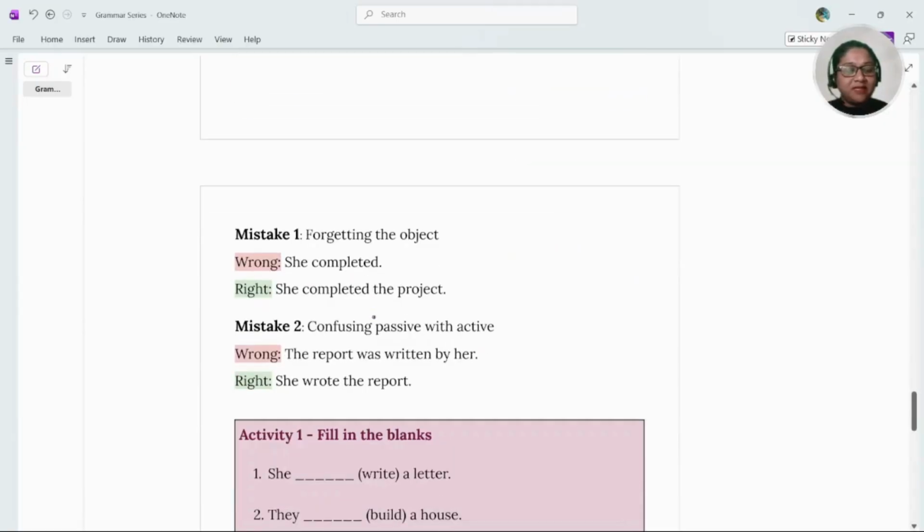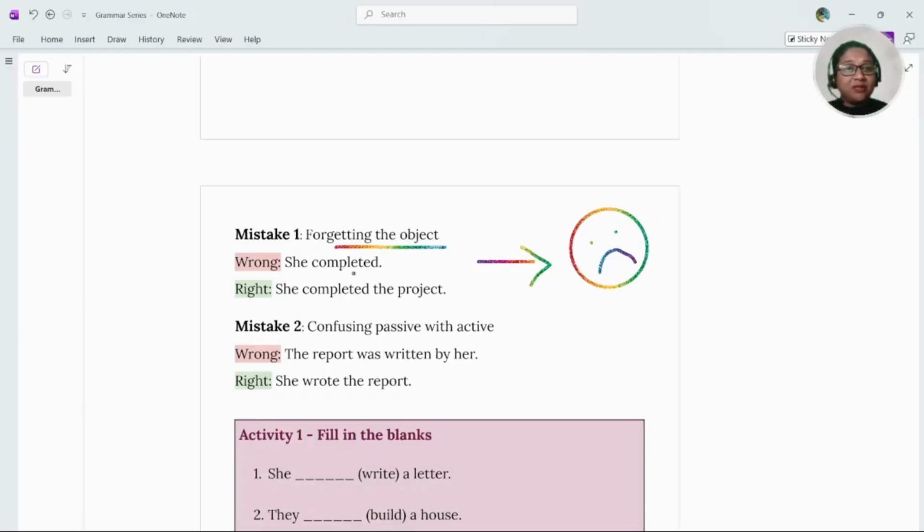Now, common mistakes, guys. Common mistakes. Let's closely take a look at those mistakes for a second. So, forgetting the object. Now, this is very rare. I want to go ahead and draw an emoji here, which pretty much is sulking. Why is it sulking? Obviously, because no one can forget the object. Okay.